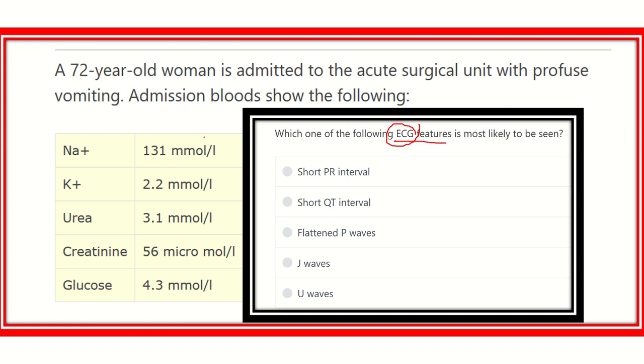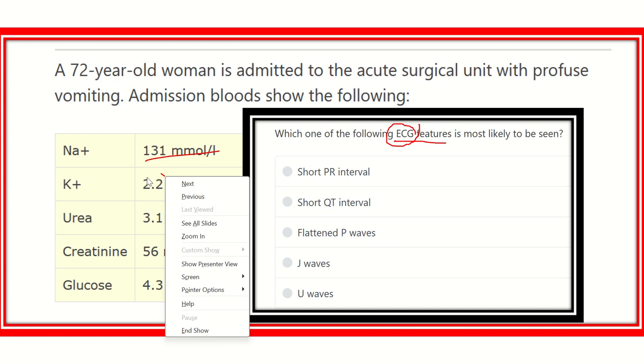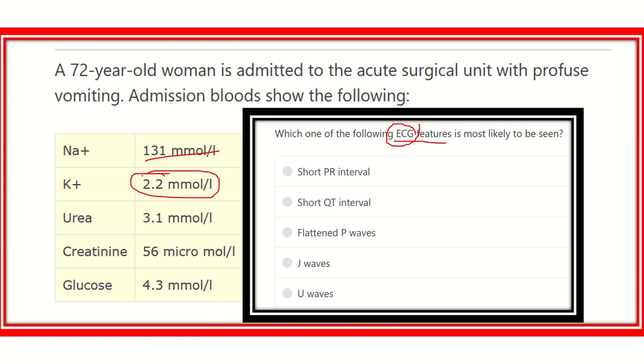First of all, in the question, we can see the different ion concentrations. Sodium is 131, which is not very low. The normal range is 135 to 145, so it is a little low, and it will be corrected only by infusing sodium chloride. But potassium is 2.2 millimole per liter, which is very low, and we know that even a very slight decrease or increase of potassium has a greater effect on the heart. The other values are relatively constant.